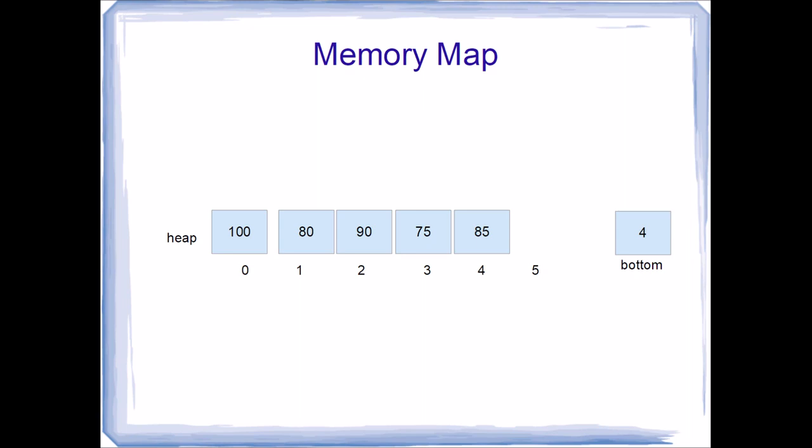So who are 80's children? Well, 2 times 1 is 2, plus 1 is 3. So that's going to be the left child. So 75 is the left child of 80. Right child is 2 times the parent's index plus 2. So that's 4. So the right child of 80 is 85. Who's the bigger of those two? Well, 85 is. So we're going to swap them, because 85 is bigger than 80. Then 80 would become the new top node, and since it doesn't have any children, the algorithm's done. The heap has been rebuilt.